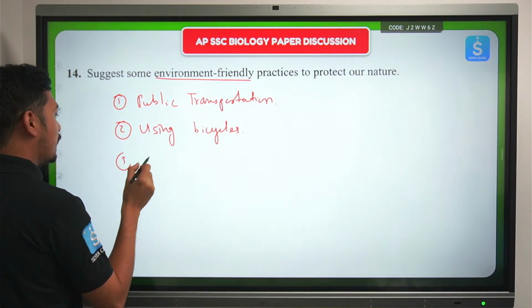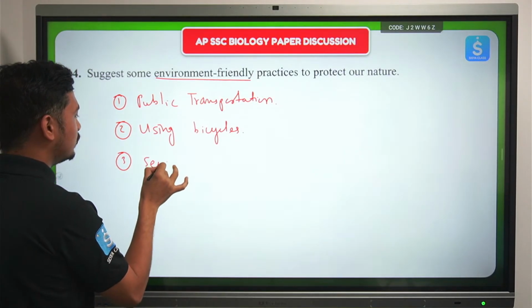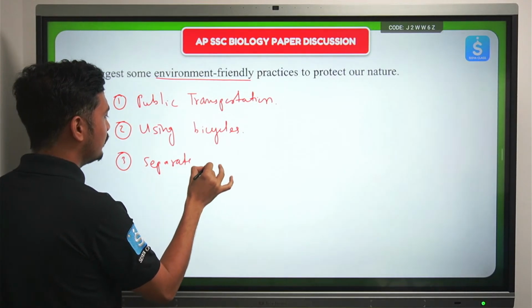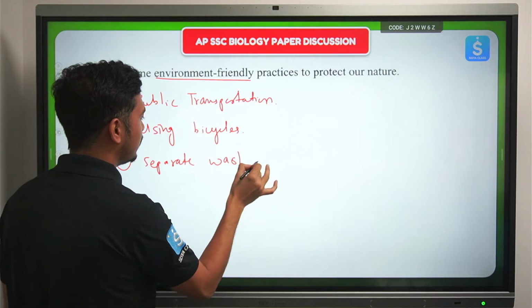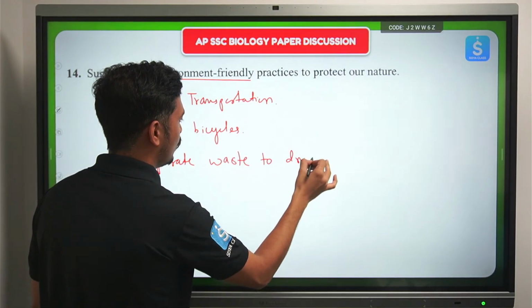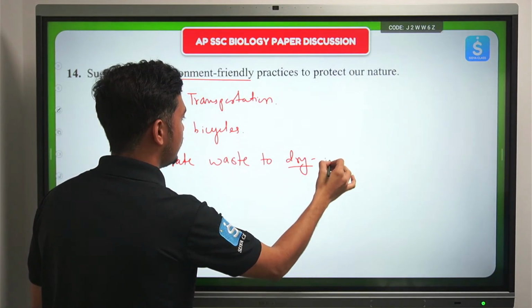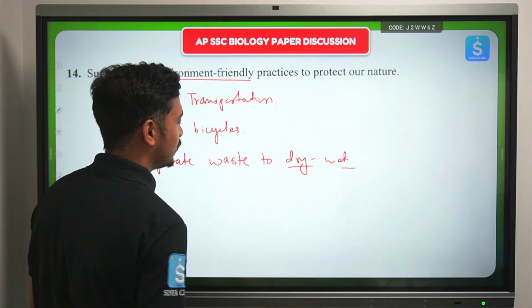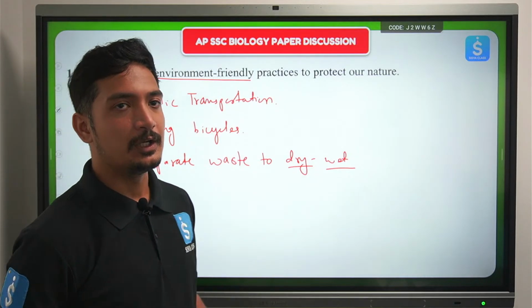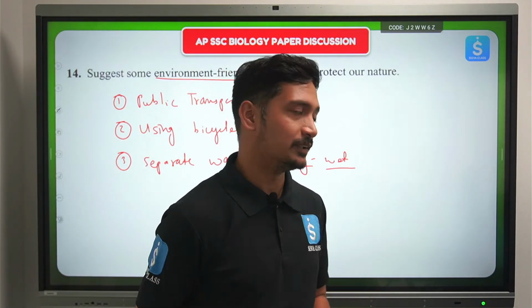Third, the next thing that we can do is separate or segregate the waste into dry and wet. Now, why is it important? Because dry waste can be recycled and wet waste can be converted into organic decomposed material which can be used as manure or fertilizer.